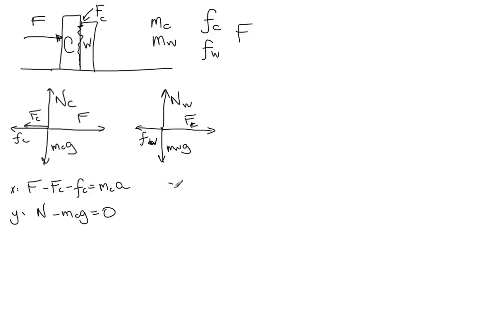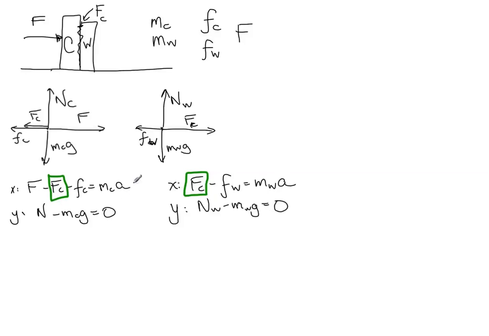Over here, the contact force minus the friction on the Wheaties is going to be equal to the mass of the Wheaties times its acceleration. And then in the y direction, normal force minus the weight is equal to 0. All right, so we are looking for this contact force. It's here and it's here. And in both of these equations, we also have acceleration, and we don't know what the acceleration is.